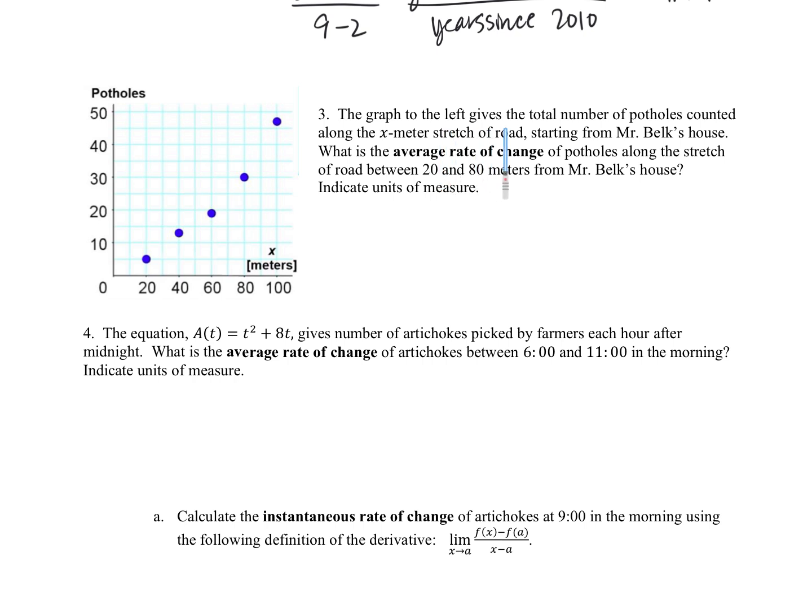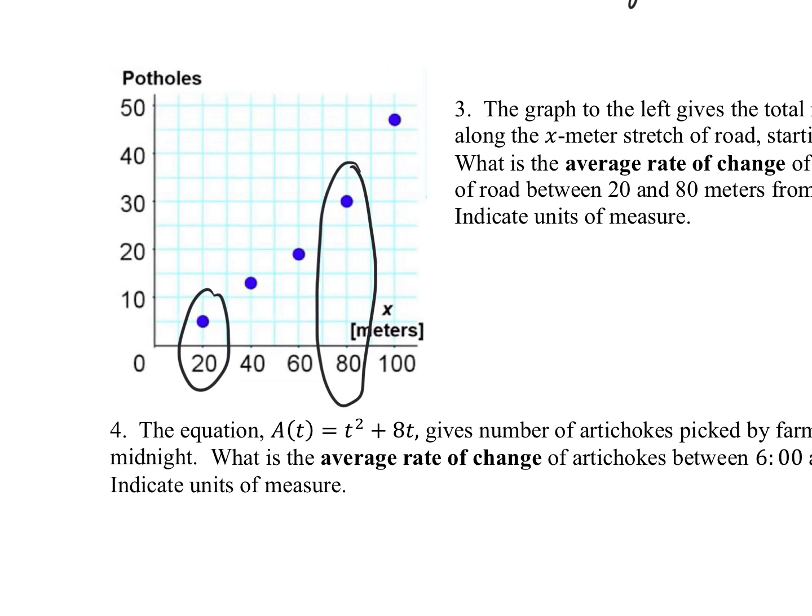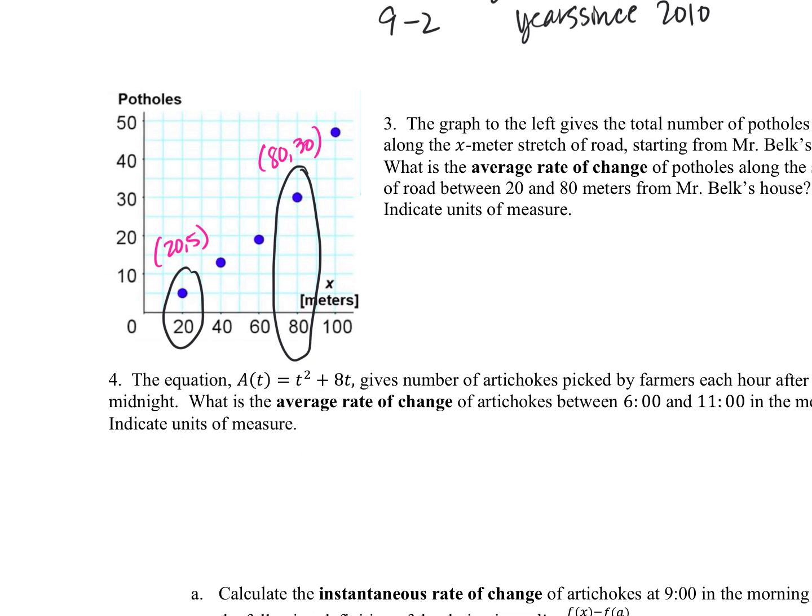Potholes. The graph on the left shows the number of potholes counted along the X meter stretch of road starting from Mr. Belk's house. What is the average rate of change of potholes along the stretch of road between 20 meters and 80 meters? Indicate units of measure. What would these points be? 20 comma what would you say? 20 comma 5, I agree. And 80 comma 30. So what's that average rate of change going to be?